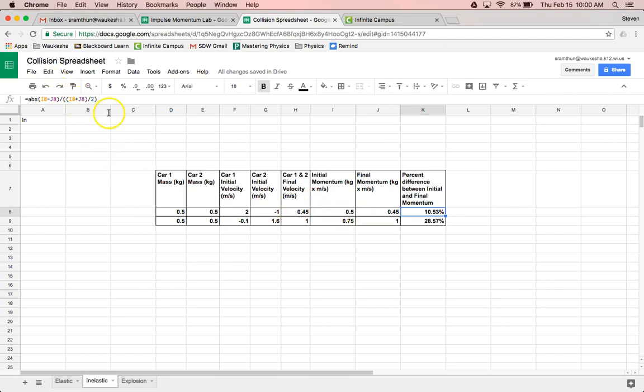It's just like the equation. I'll go back to final. It's just like the equation. This is the right-hand side of the equal sign. This is the left-hand side of the equal sign. So hopefully that makes sense.